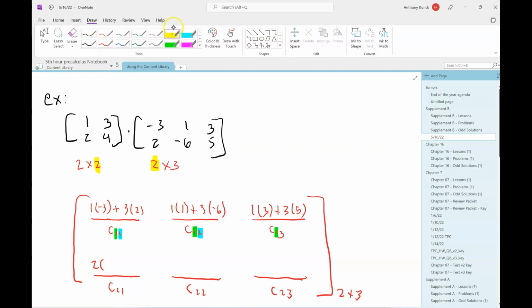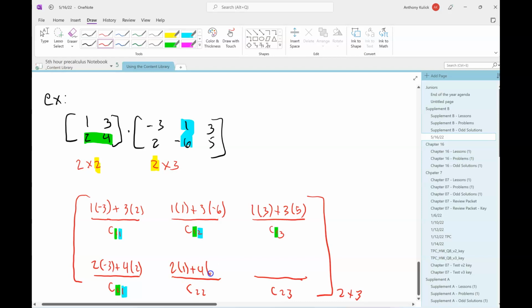All right. So here we're using row 2 with column 1. So we have 2 times negative 3 plus 4 times 2. And then we're going to do row 2 times column 2. So 2 times 1 plus 4 times negative 6. And then lastly, row 2 times column 3. So we have 2 times 3 plus 4 times 5.